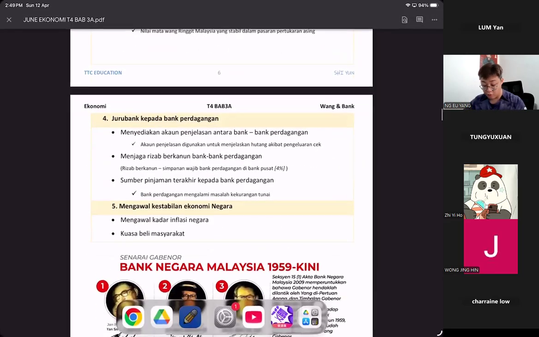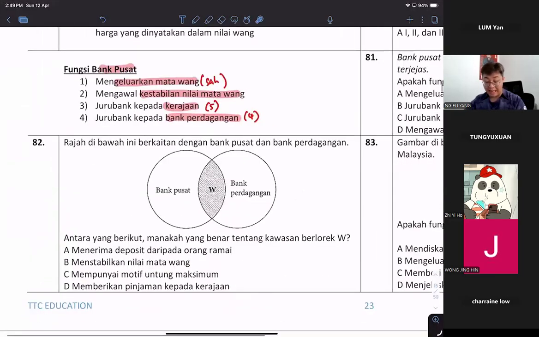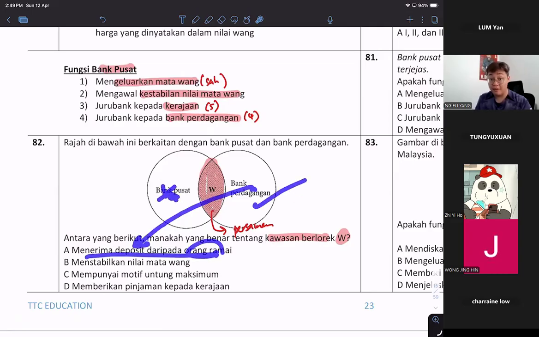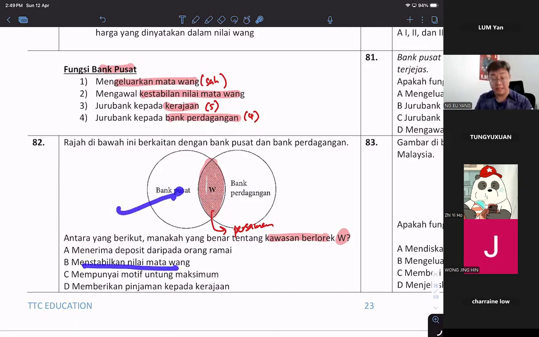Okay, so now go back to the request from one student asking for soalan 82. So this is in the center, which means this is known as persamaan. So right now, this is persamaan. So what is the kawasan persamaan for W? So menerima deposit daripada orang ramai. Is it that bank perdagangan is going to keep the savings from orang ramai? Yes, but never for bank besar because bank besar never serves the people. So is it that bank pusat tries to menstabilkan nilai mata wang? Definitely 100% yes.